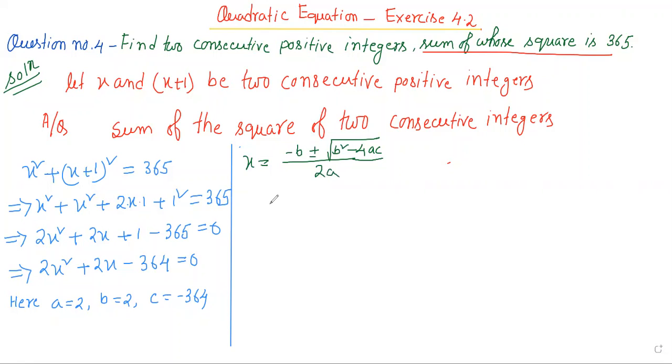So now x is equal to minus b. That means here minus, and the value of b is 2, root over b square, that means 2 square, minus 4 into a, which is 2, and c is minus 364.